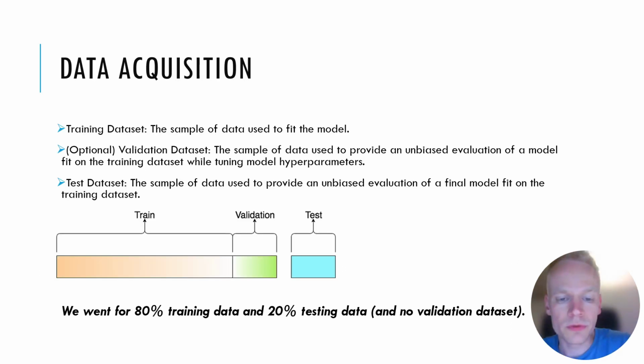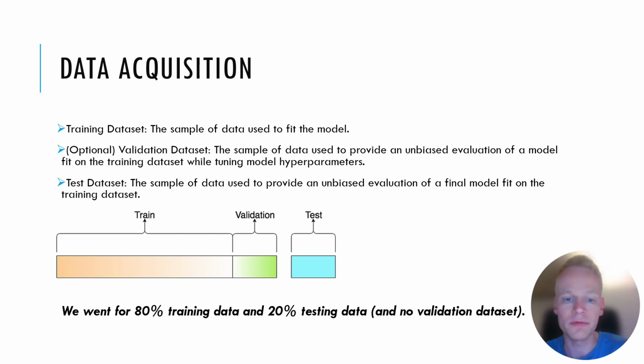When you want to train a model, you usually split your data into three different groups. The first group is the training data set, and that is the data that you use to train the model. The second group is the validation data set, and you use that to provide an unbiased evaluation of a model.